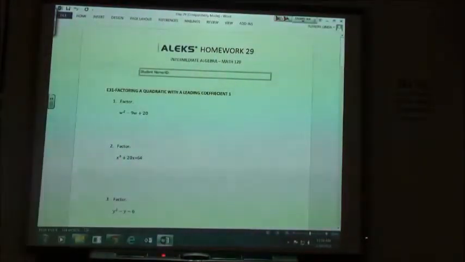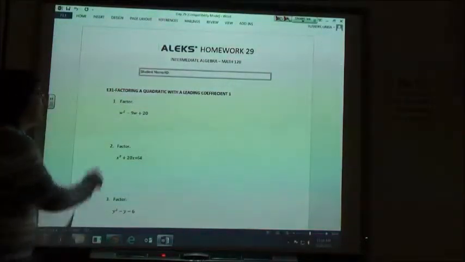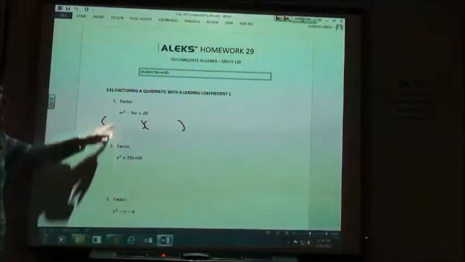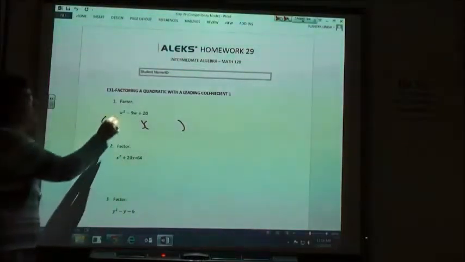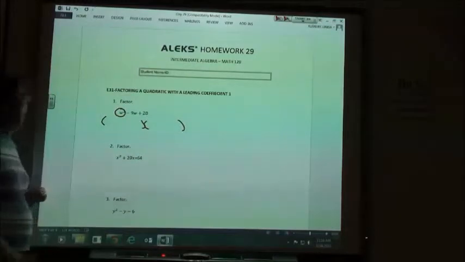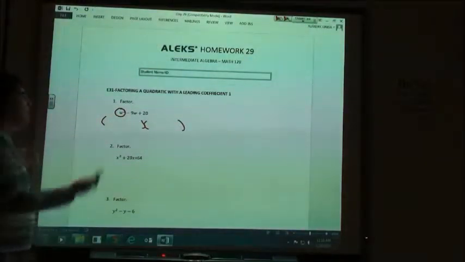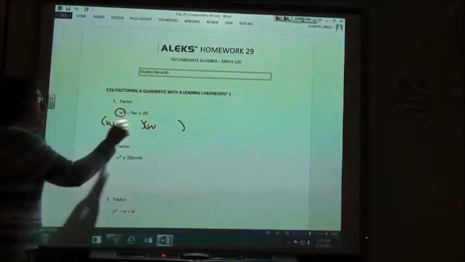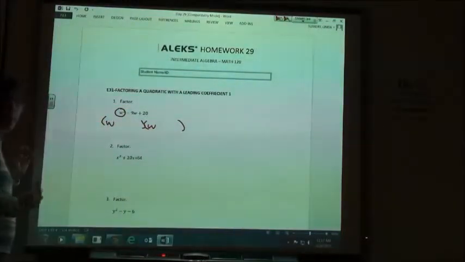So my notes say if I'm going to factor my quadratic, it came from FOILing something out, so I'm going to have 2 sets of parentheses. And the first thing I'm going to do is factor this leading term. What times what gave me W squared? Well, to get W squared, I had to have a W and a W. W times W is W squared.